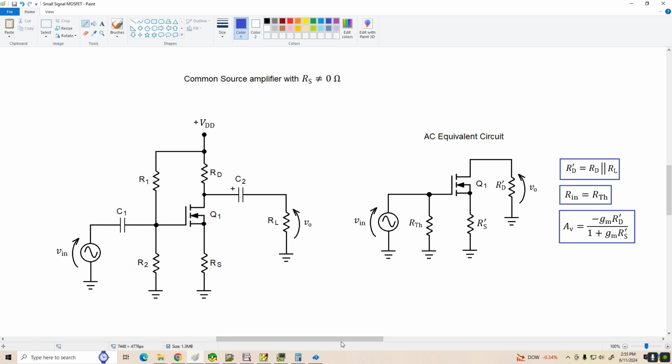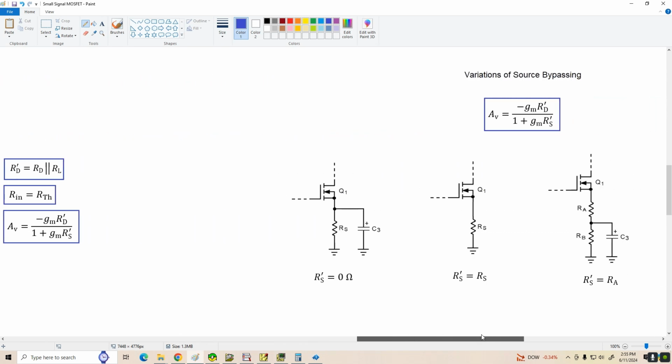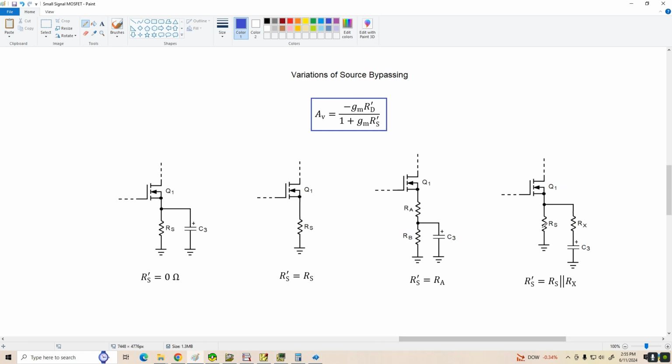Now, as far as bypassing the source goes, we've got some options. We can fully bypass it, which gives us R'S equals 0. We can have no bypassing, where R'S equals RS. And we have two different partial bypassing options, splitting RS into two parts, or putting a capacitor in parallel with some resistance. And it gives us these two other options for partial bypassing.